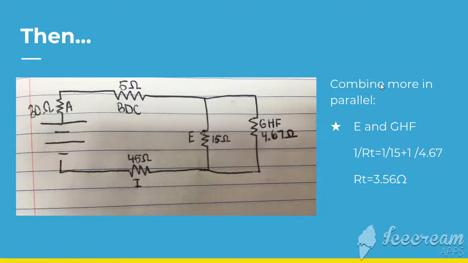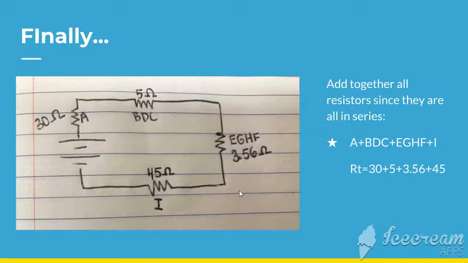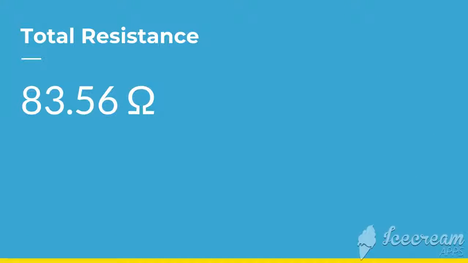Then, once doing that, I would combine more that are in parallel. So GH and F and E are in parallel. So I would take the inverse of those and get 3.56 ohms. Then, now that all of them are in series, I can add them all together. 30 plus 5 plus 3.56 plus 45 to get a total of 83.56 ohms.